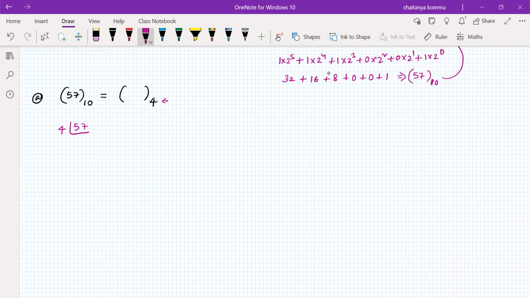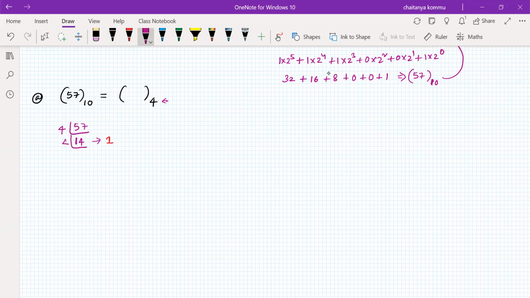4 14s are 56. What is the remainder here? 1. 1 will be the remainder. Exactly. Now I want to do it for the 14.